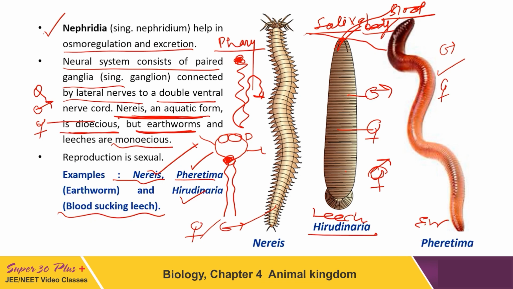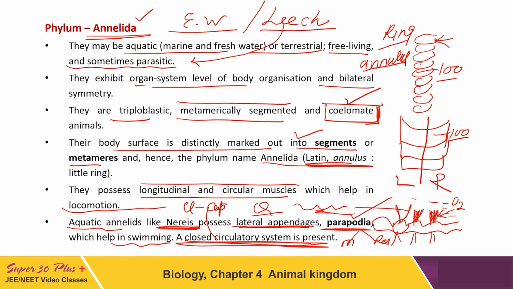Right? So children, that was about this. We have to go for a quick recap. See, this last phylum of this part, Annelida. Why Annelida? Can you remember? Annular rings are there, the body is made up of rings. They may be aquatic, marine or freshwater, but they love moisture. One of the typical examples I told you, earthworm and leech. Both of these are hermaphrodite. You have seen just now, hermaphrodite these are.